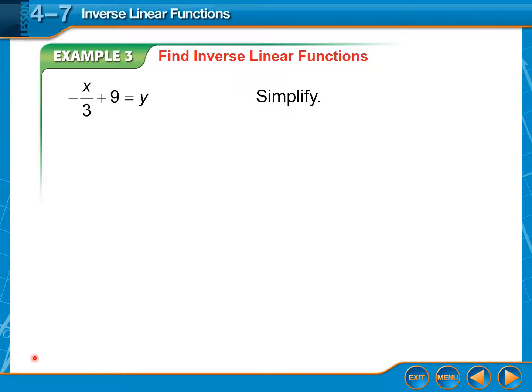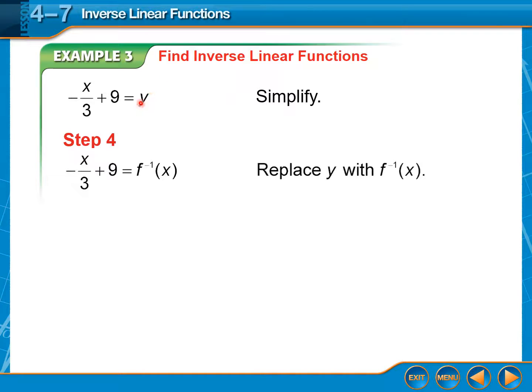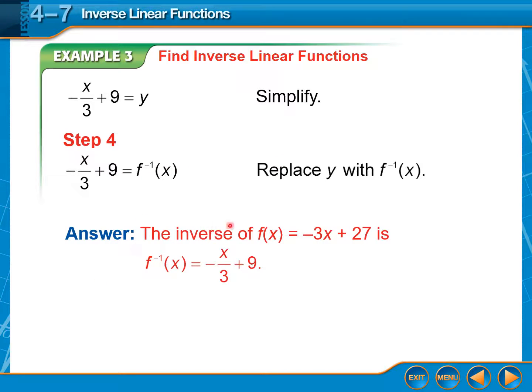So then our final step is to say, instead of using y, we're going to use the inverse function of x. So we replace y with the inverse function of x. So the inverse of f of x, our original function, was negative 3x plus 27. The inverse of that is negative x over 3 plus 9.